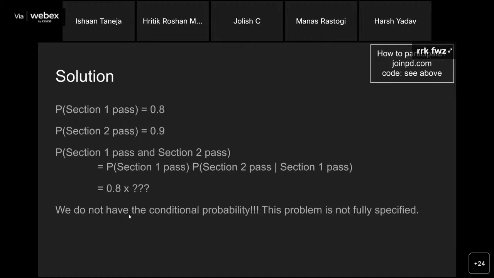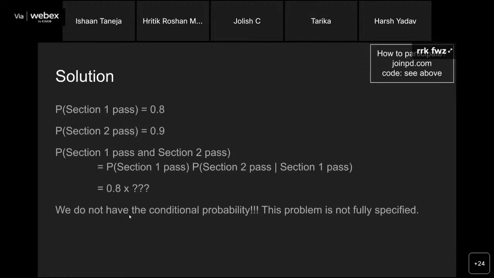Right. We know individually that passing section 2 is 0.9, but we don't know whether passing section 1 would affect this probability or not, right? This information is not given to us. Sir, what I understand is that it is not mentioned whether they are dependent on each other.